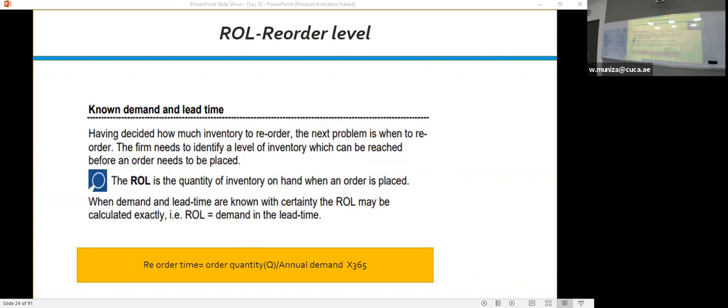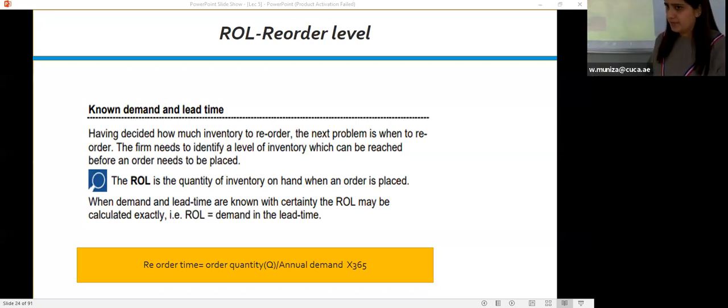Okay, now students, reorder level. What is the reorder level? How much inventory should be in stock when you place an order for the next inventory? We assume that if the lead time is constant, then the reorder level is the usage in that lead time. How much inventory is going to be used in that lead time? So they say: having decided how much inventory to reorder, the next problem is when to reorder. The firm needs to identify the level of inventory which can be reached before an order needs to be placed. The reorder level is the quantity of inventory on hand when an order is placed. When demand and lead time are known with certainty, the reorder level may be calculated exactly. That is, reorder level is equal to demand in lead time.